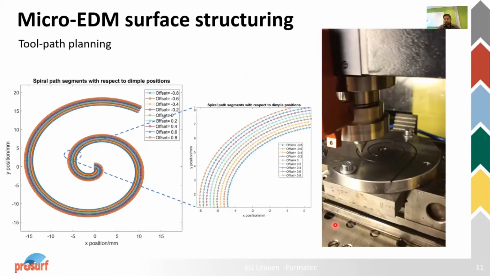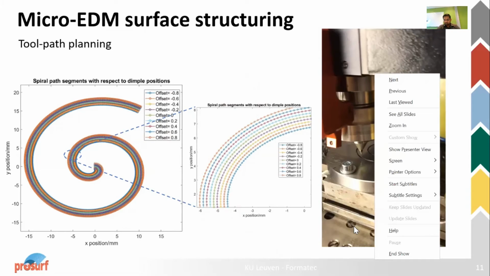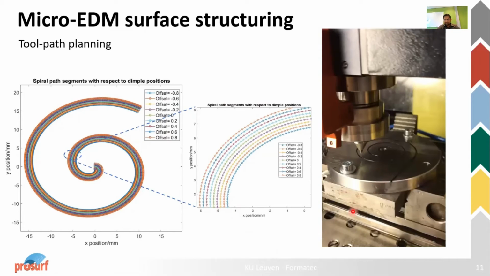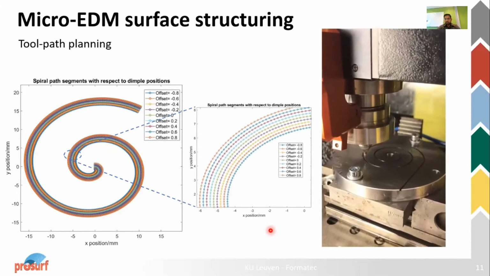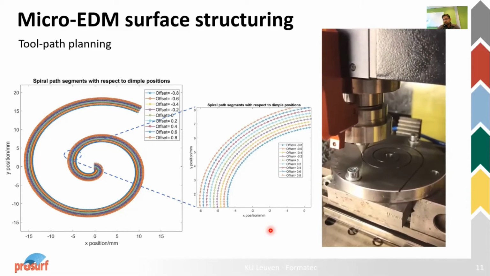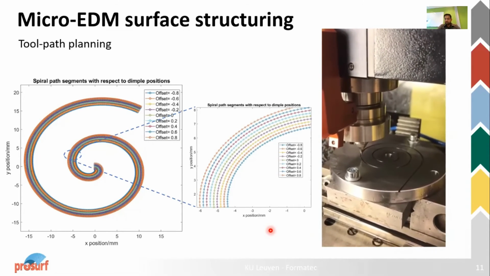We can see in the video here the simulated, I think the video is not playing here. Okay, so this was the video showing the simulation of the tool path on the Sarix machine tool setup. Here we can see how the microEDM tool is traversing the trajectory of this spiral mold.